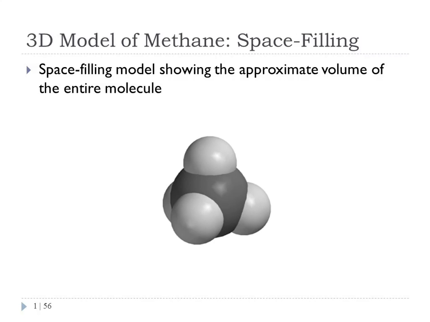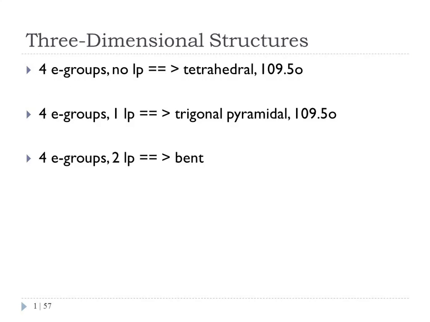This is a space-filling model, which gives a better illustration of the actual shape of the molecule because it's not little balls connected with sticks. But when you get large molecules doing this space-filling model, it's hard to see what's going on. And so that's why we use the ball and stick model a lot. So if we have 4 electron groups, we get this tetrahedral shape.